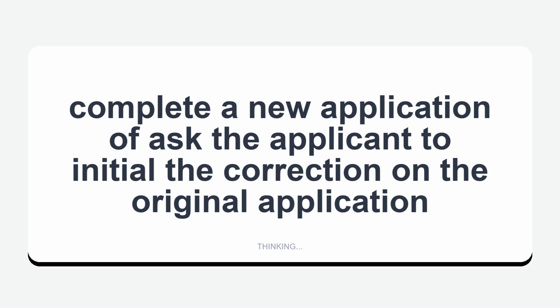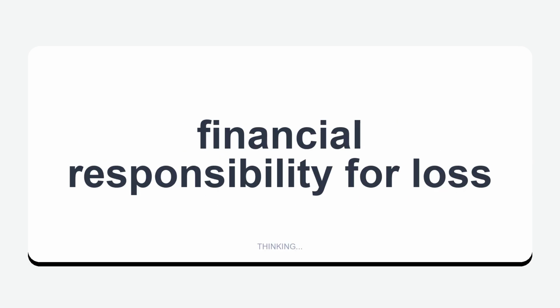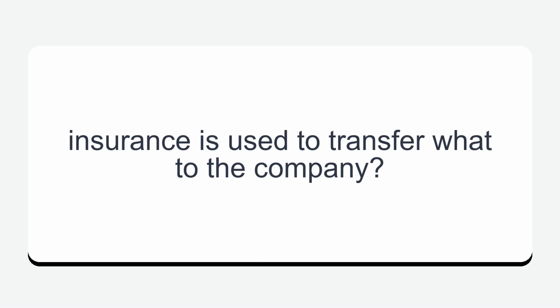Complete a new application or ask the applicant to initial the correction on the original application. When a change needs to be made on the application for insurance, which is the best method for correcting the information? Financial responsibility for loss. Insurance is used to transfer what to the company?